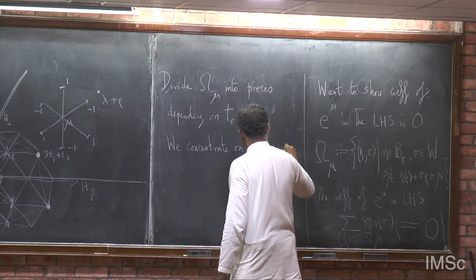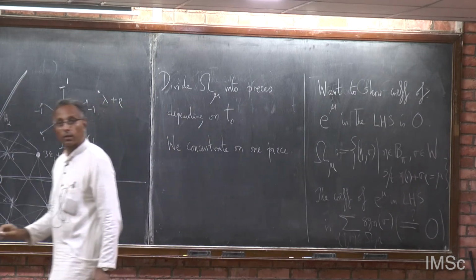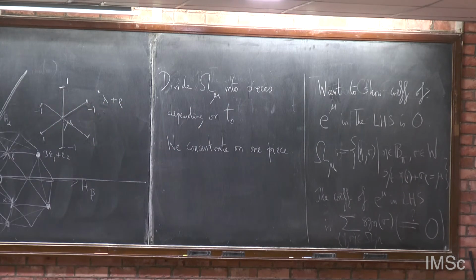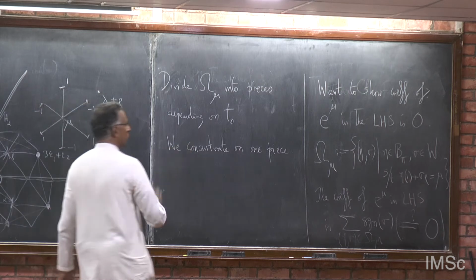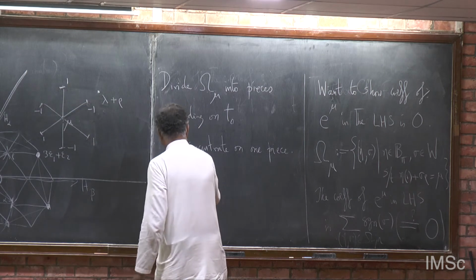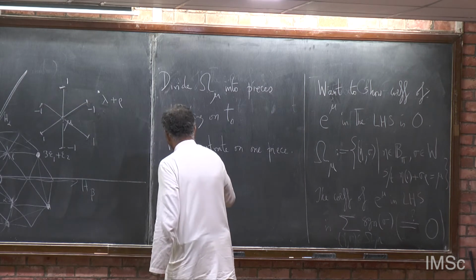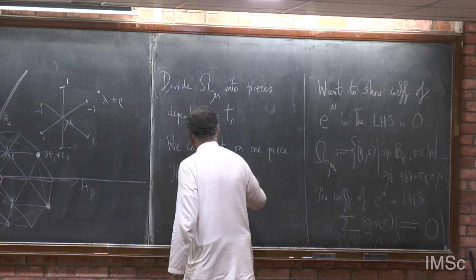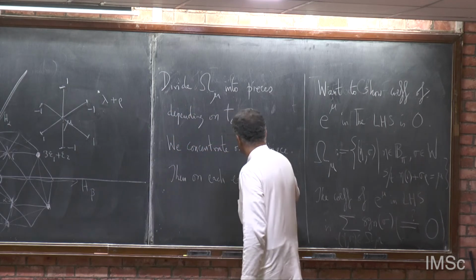So I am only considering those paths. It doesn't matter which sigma rho they started from. They could have started at this point or this point, but now all of them have the same T naught. So this T naught is the same for all of them. I'm considering those, and now we concentrate on one piece, and then on each equivalence class within the piece.